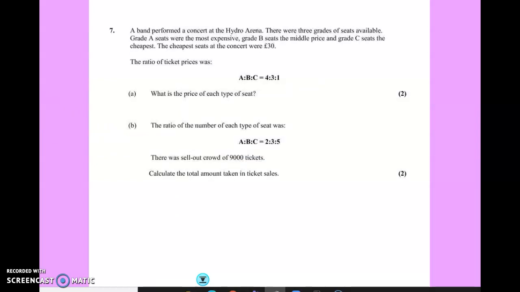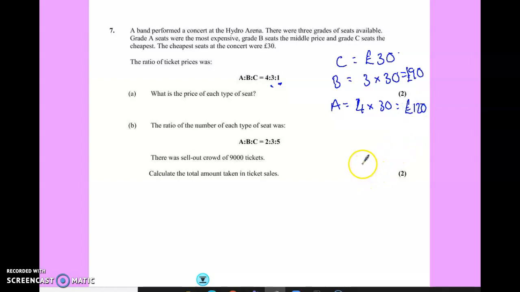Number 7, ratio question. So we've got 3 grades of seats available. A is the most expensive, B is the middle, C is the cheapest. The cheapest seats were £30, so the cheapest seats here, C, were £30. So B will be 3 times whatever C is, so that would be £90. And A will be 4 times whatever C is. So 4 times 30 is £120.